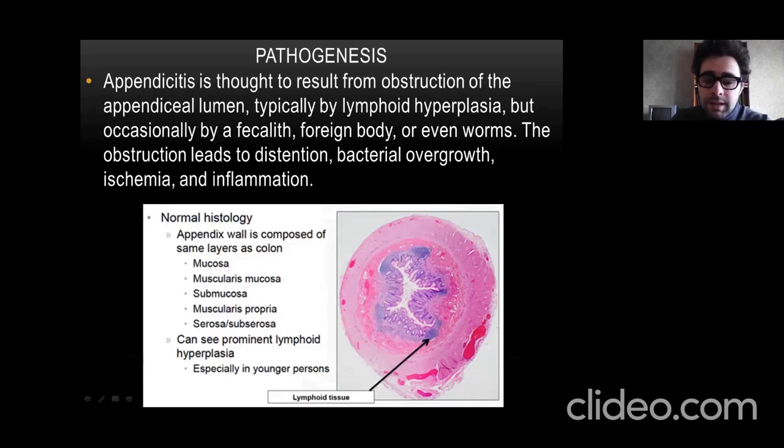Normally, the appendix is a part of the immune system where many bacteria come and go out from the one exit. Entrance and exit are only one. If it is obstructed by lymphoid hyperplasia, fecalith, foreign body, worms, or something else, the appendiceal lumen is obstructed. It leads to distension, bacterial overgrowth, and then ischemia and inflammation with damage of mucosa, coming to muscularis mucosa, submucous, and other layers.